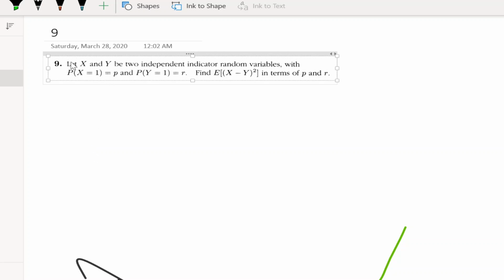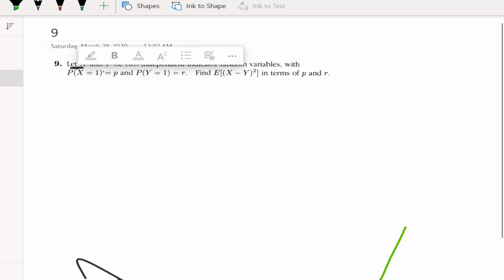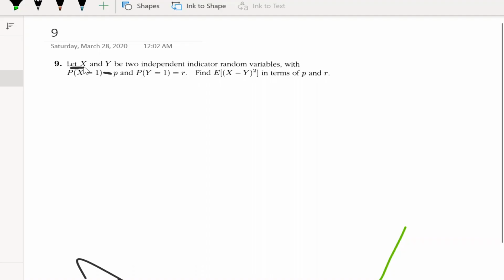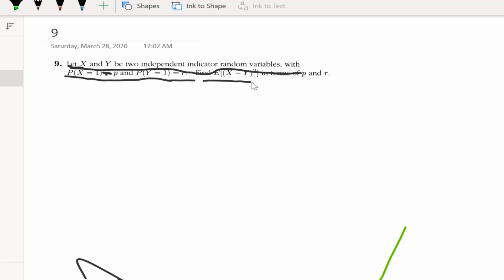Okay, so let X and Y be two independent indicator random variables with P of X equals 1 equals p, and P of Y equals 1 equals r. Find E of (X minus Y) squared, so the expected value of that in terms of p and r.